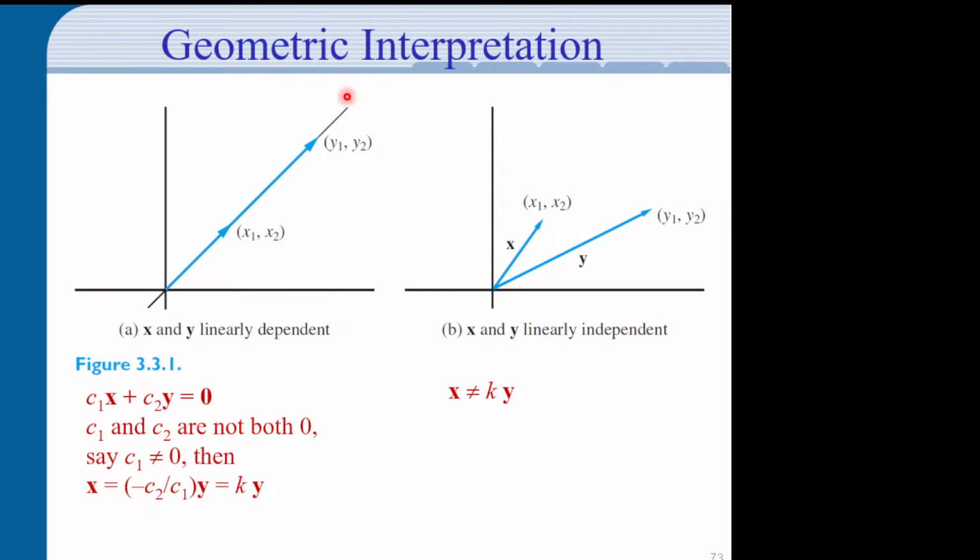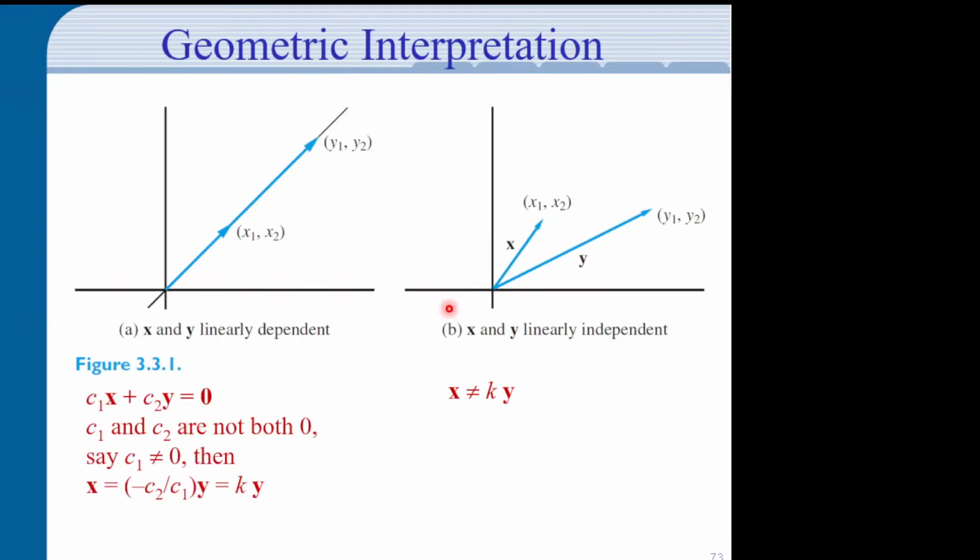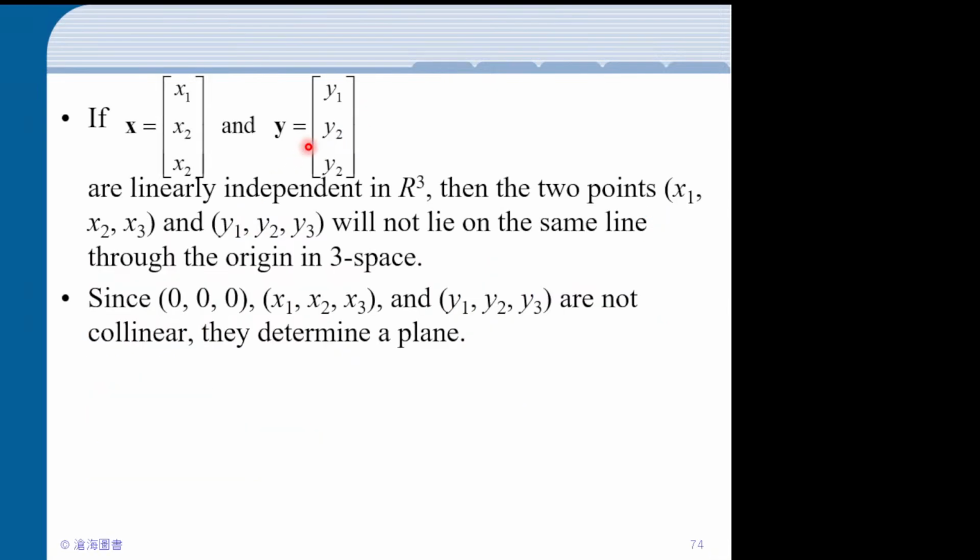Is a multiple of the other one, so they should be on the same line. And they are linearly independent, and they have these two different angles. And so you see they will span everything, and here you only span one line. Okay, so we are talking about linear dependence. So we're not talking about span for now. As we say, if they are linearly independent, then they are not on the same line. If they are linearly dependent, then they are on the same line.